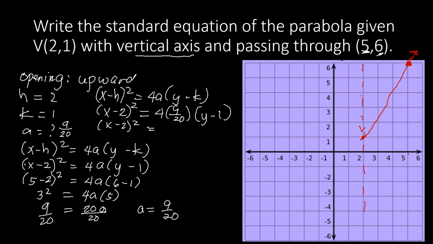Or you can cancel this one here and that one. Canceling the 4, this is 1 here, this is 5 here. 1 times 9, that's 9, and then 1 times 5, that's 5, and then times y minus 1. So this is now our standard equation of our parabola.